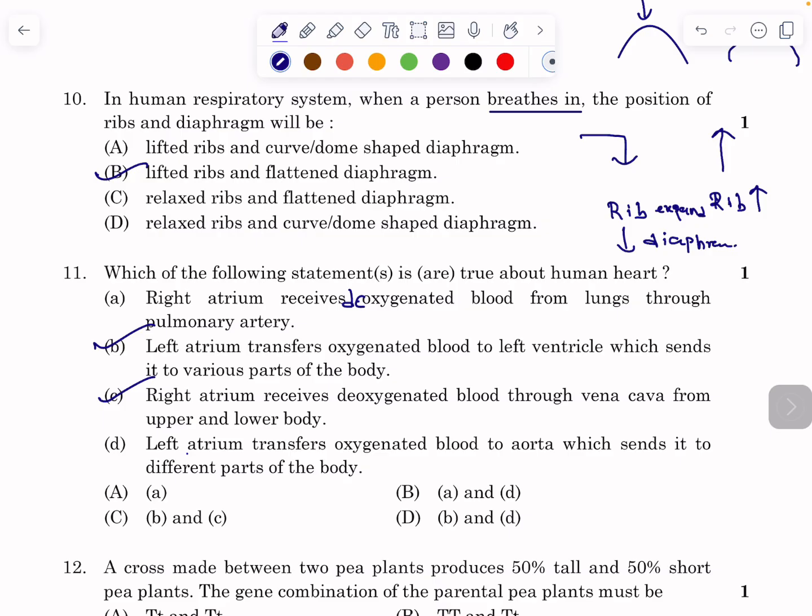Left atrium transfers oxygenated blood to aorta, which sends it into different parts of the body. So it's not the left atrium, this is the left ventricle. Left ventricle transfers oxygenated blood to aorta, which sends it into different parts of the body. So here which options are correct?